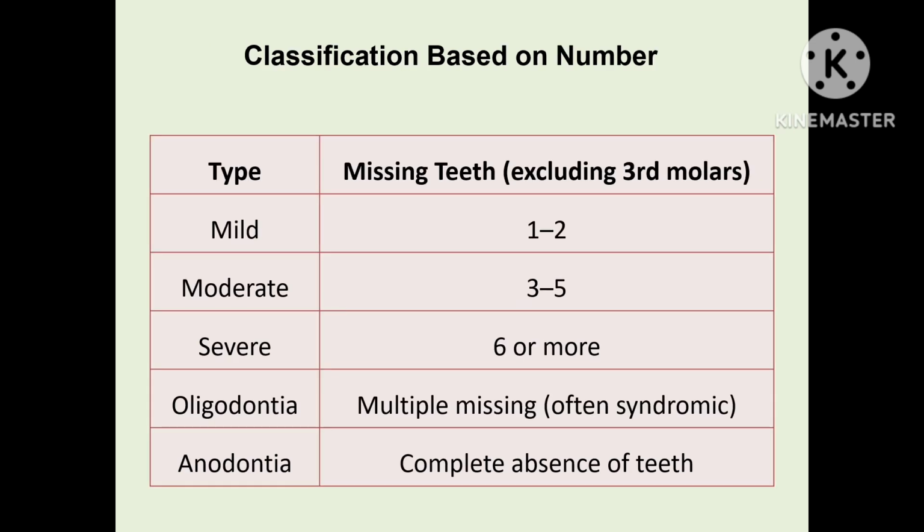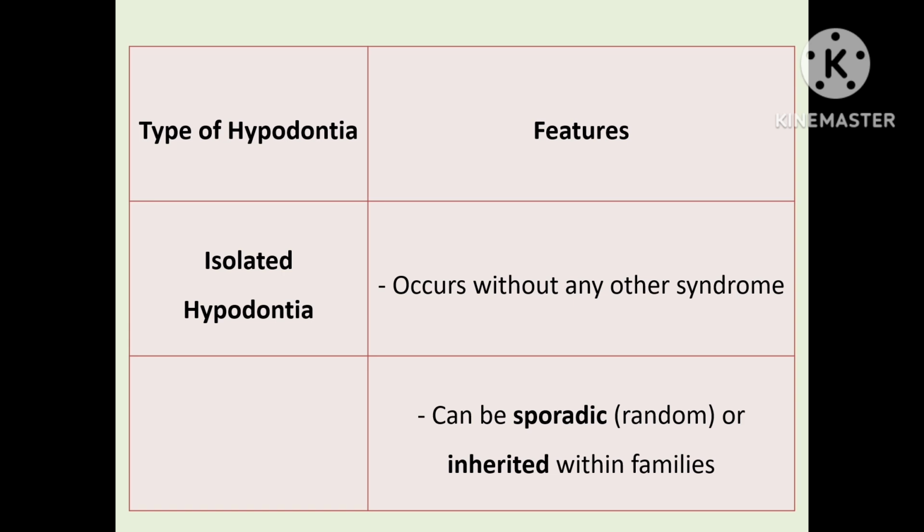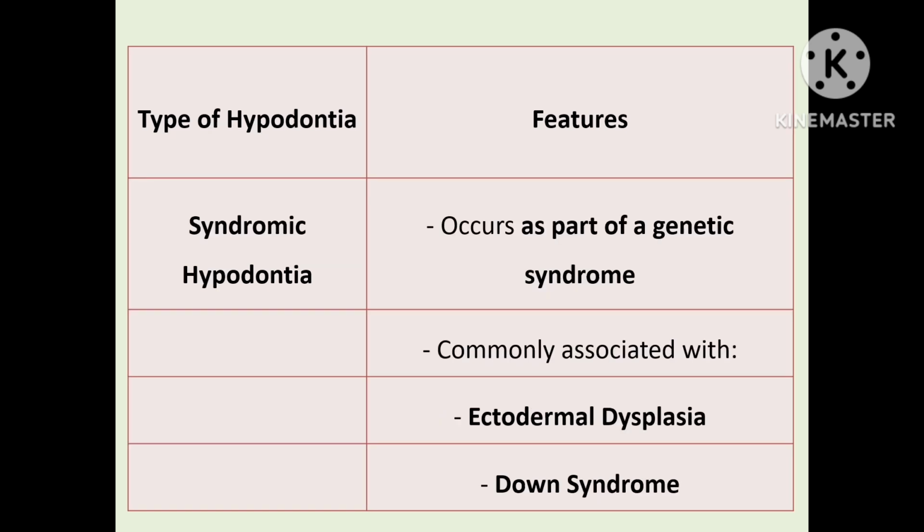Hypodontia causes are broadly classified into general and local categories. The general causes include genetic and syndromic origins like ectodermal dysplasia. Local causes involve trauma, infection, or cyst affecting the specific area. It may also be syndromic, associated with conditions like cleft lip or Down syndrome, or non-syndromic where the tooth absence is isolated without other abnormalities.